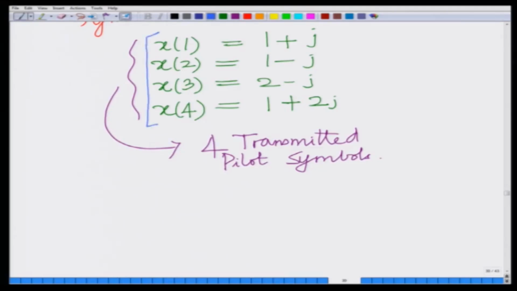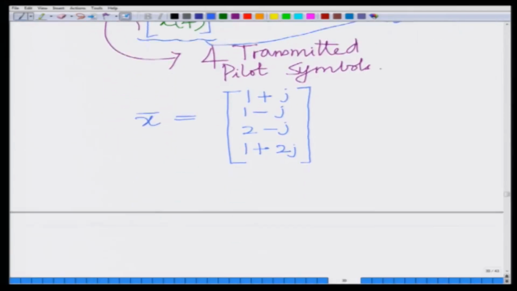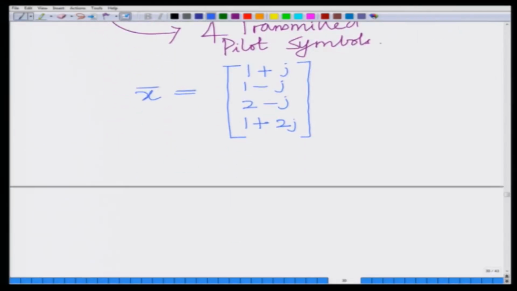So, we have 4 transmitted pilot symbols, and in fact, what we did is we stacked these 4 pilot symbols as a pilot vector, that is we have x bar, which, if you remember, is your pilot vector. So, the pilot vector x bar is now given as 1 plus j, 1 minus j, 2 minus j, 1 plus 2j. These are the transmitted pilot symbols. This is basically the pilot vector.